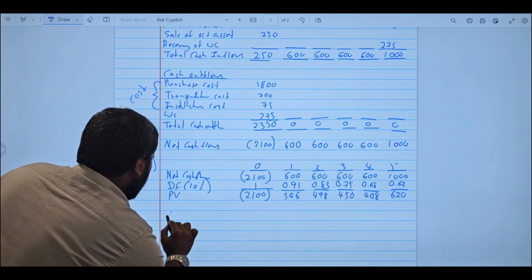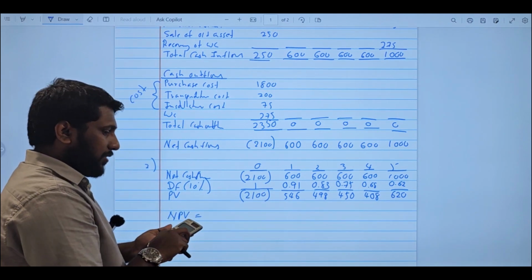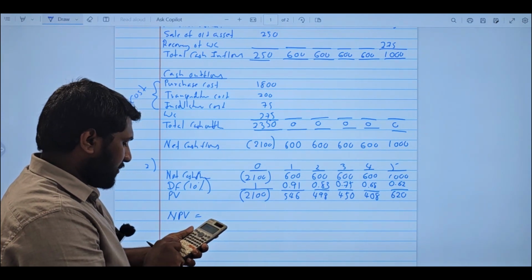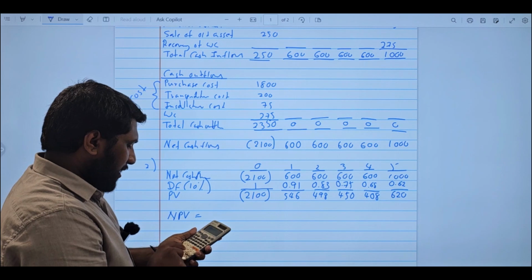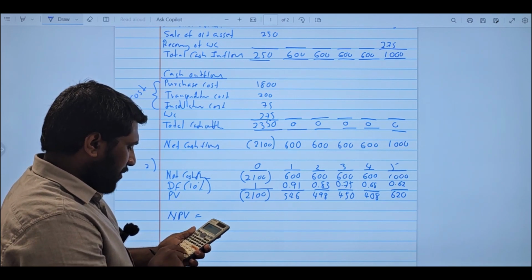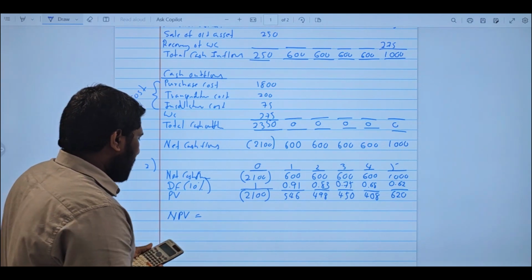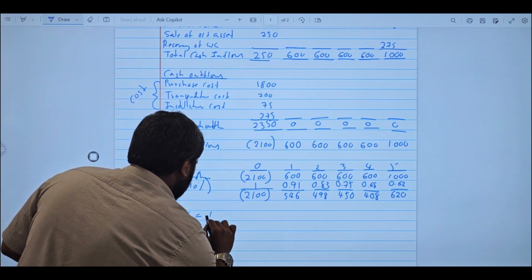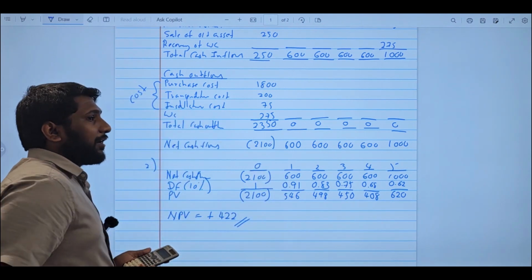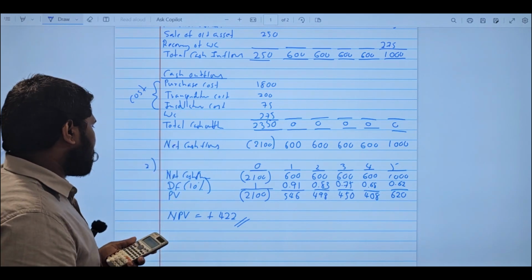Then what's the NPV that you are getting? This is a negative one, so don't make mistakes. 2100 negative plus 546 plus 498 plus 450 plus 408 plus 620. I am getting a value of plus 422. That means 422,000 because we did the calculation in thousands.